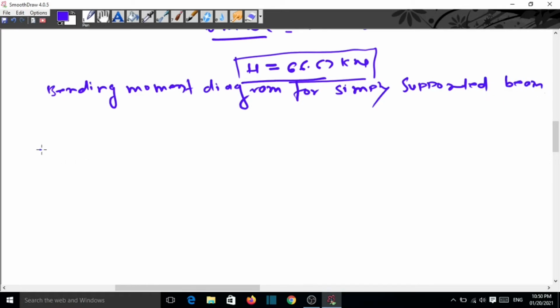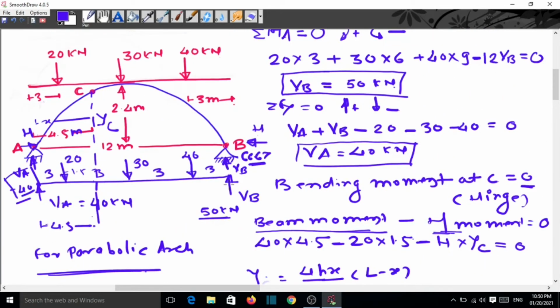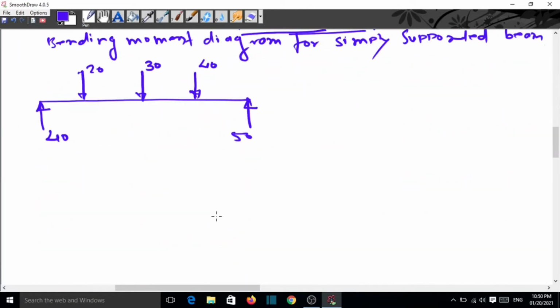That is here. This is 20, 30, and this is 40. This VA is equal to 40, and VB is equal to 50. So this is in kilonewton. All the loads are in kilonewtons.